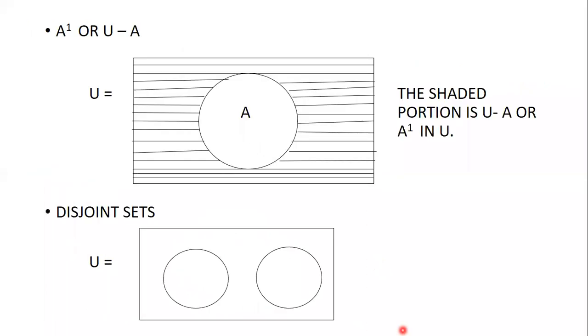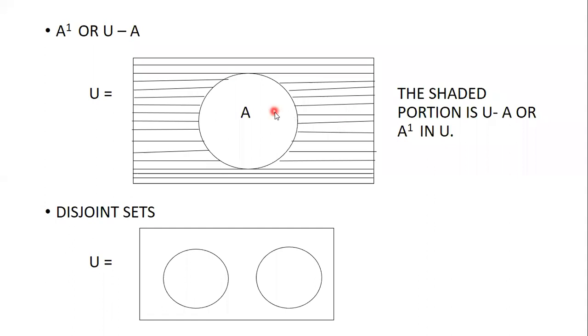Now going to the complement of sets. Okay, so let's continue. Now here we have A complement, or U minus A. Now what is complement? Whatever is not present in A will be present in A complement. So let us understand using an example. I think that will be much easier for you.